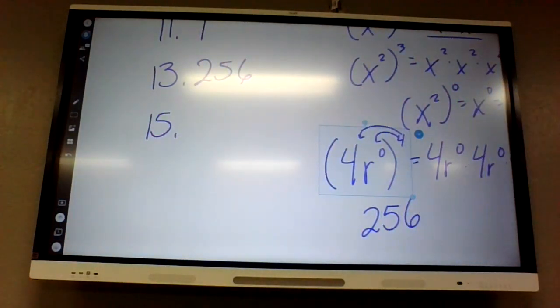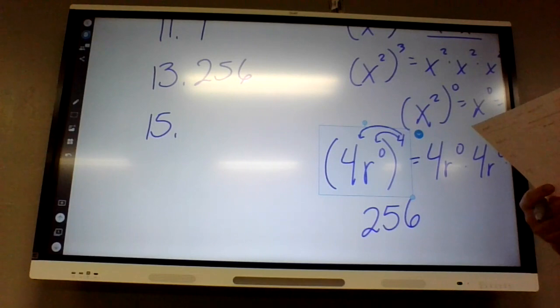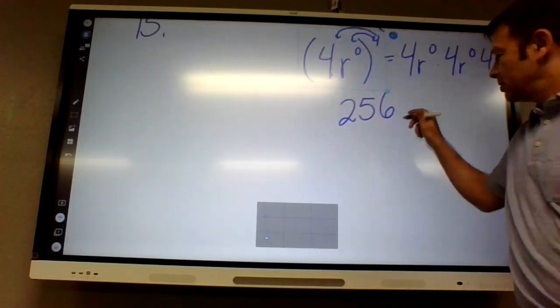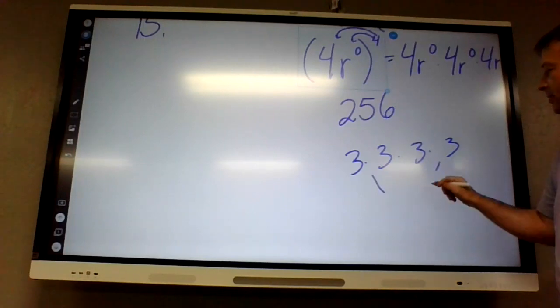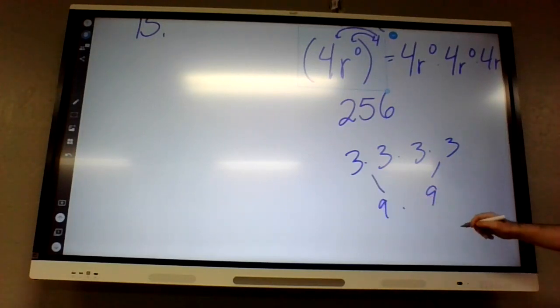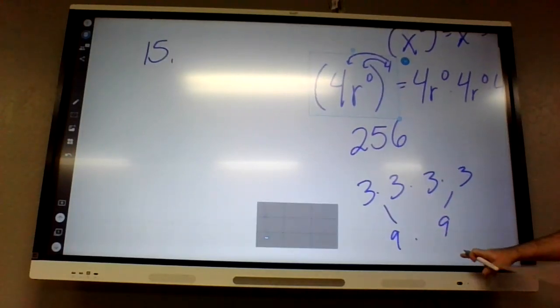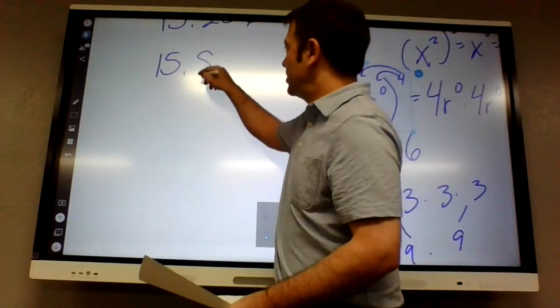Okay, so on 15, it's kind of similar. I'm going to take 3 to the 4th. What's 3 times 3? 3 times 3 is 9. That could also be a 9. 81.